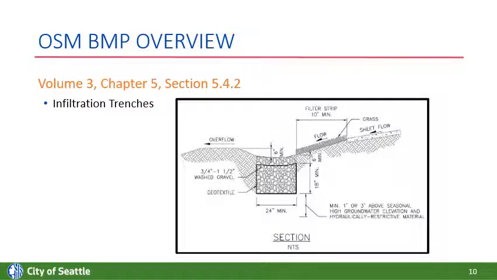So for infiltration trenches, the updates include modeling approach text for clarity. So just some general clarifications in the text for modeling infiltration trenches. Figure 5.8 has been updated, and clarifications include an exemption related to underground injection wells at single-family houses. A constructed overflow is not required for BMPs designed to infiltrate all flows for the required simulation period. So that's been clarified in the manual.